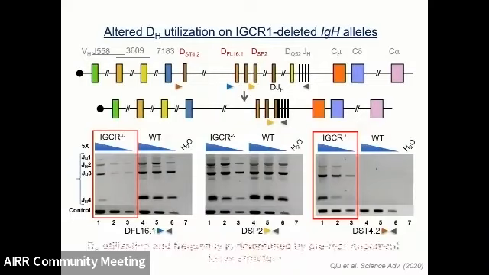And so our takeaway from that is that DH utilization and frequency is determined by the pre-rearrangement locus structure. And that pre-rearrangement locus structure is nucleated by what sequences the enhancer interacts with. Does it interact with IGCR1 on normal alleles or with other sites, which I'm going to talk about, on IGCR deleted alleles?